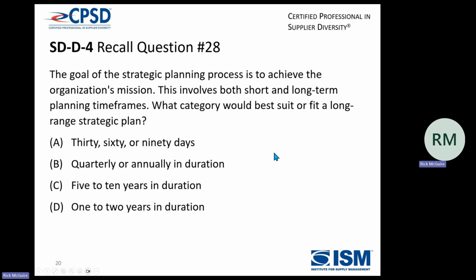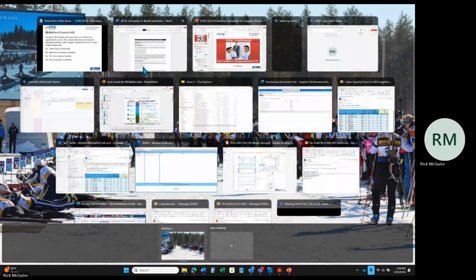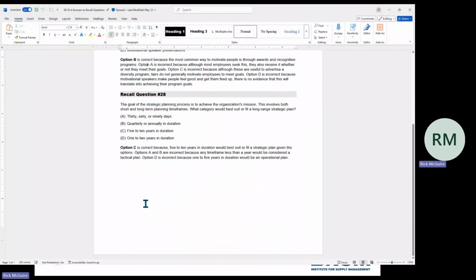The goal of the strategic planning process is to achieve the organization's mission. This involves both short and long-term planning timeframes. What category would best fit a long-range strategic plan? Well, it's years. It's not days, not quarters. We're talking long-term strategic plan, years. So this is the longest. It'd have to be C. C it is.